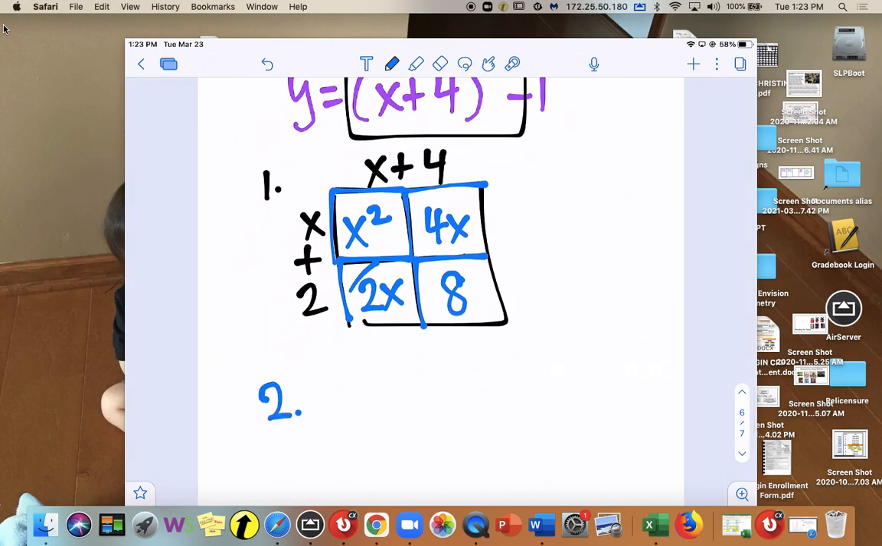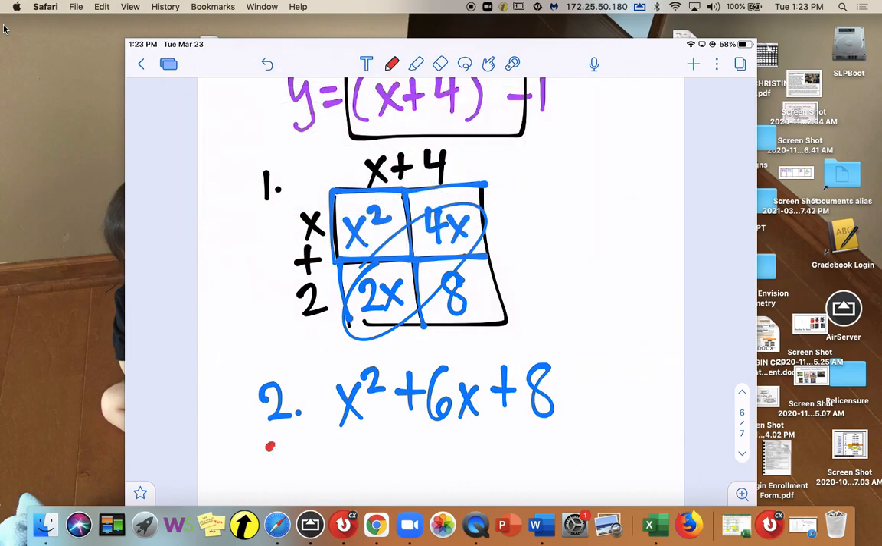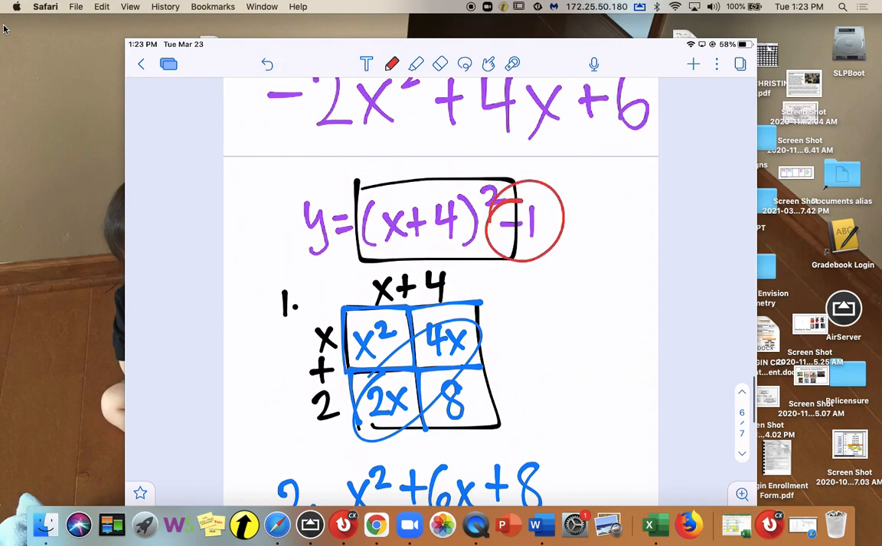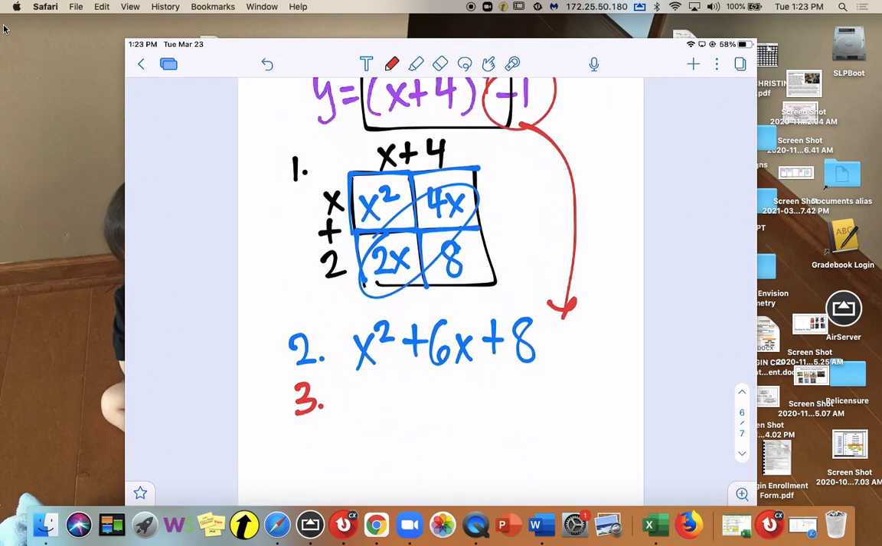Second step, combine like terms. We have our x squared plus our 6x plus our 8. And then third step, I'll just do it in red. There was this minus 1 on the outside, so we are going to stick that right here and subtract the 1 and combine like terms. So we'll get x squared plus 6x plus 7.